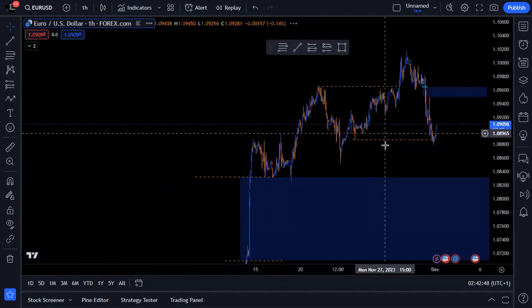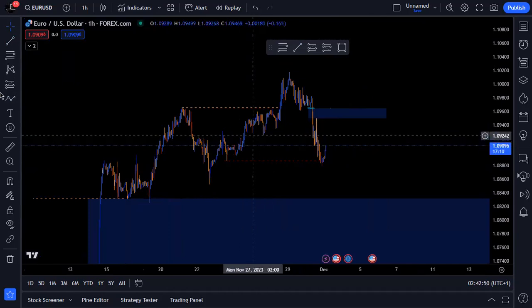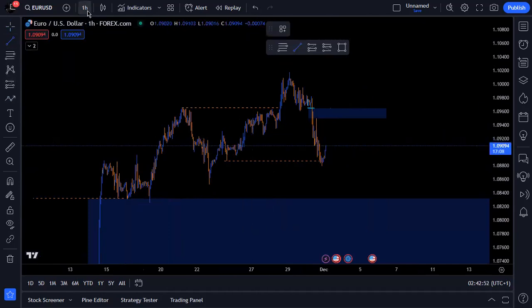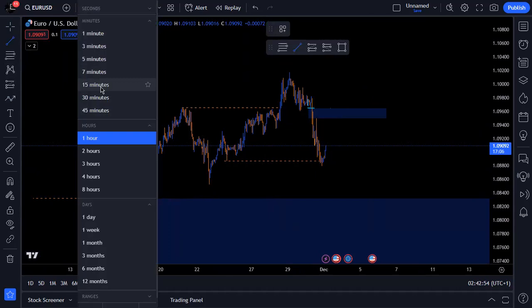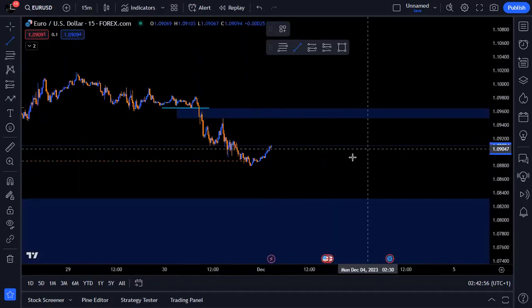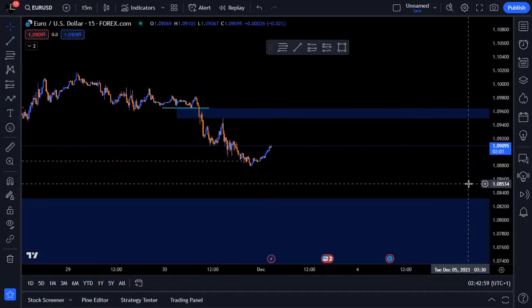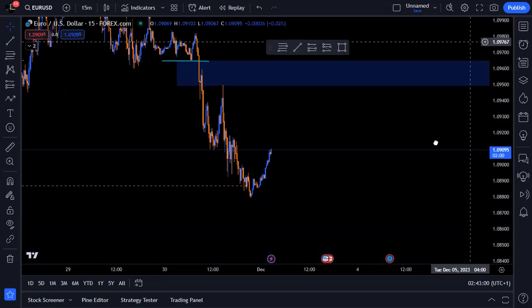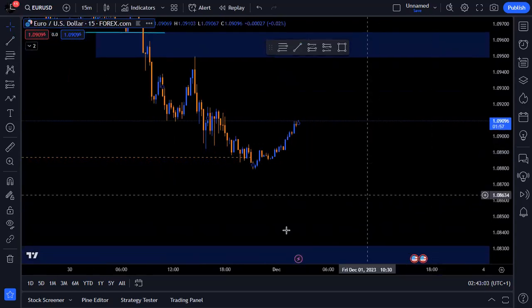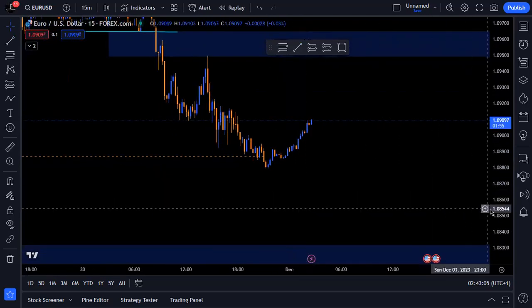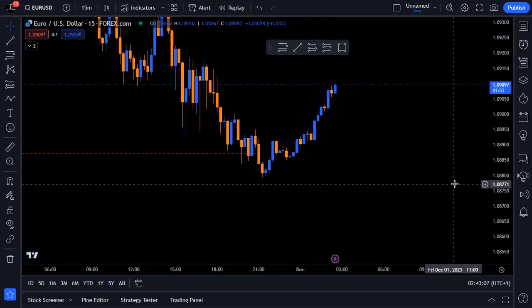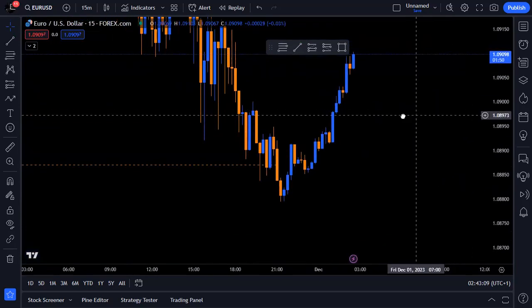Now, what do I mean by you can also use fair value gaps for entries? In the sense that, let's assume we've done our analysis and we know the possible direction of price. Let's say right now I am looking for a buy on Euro USD.